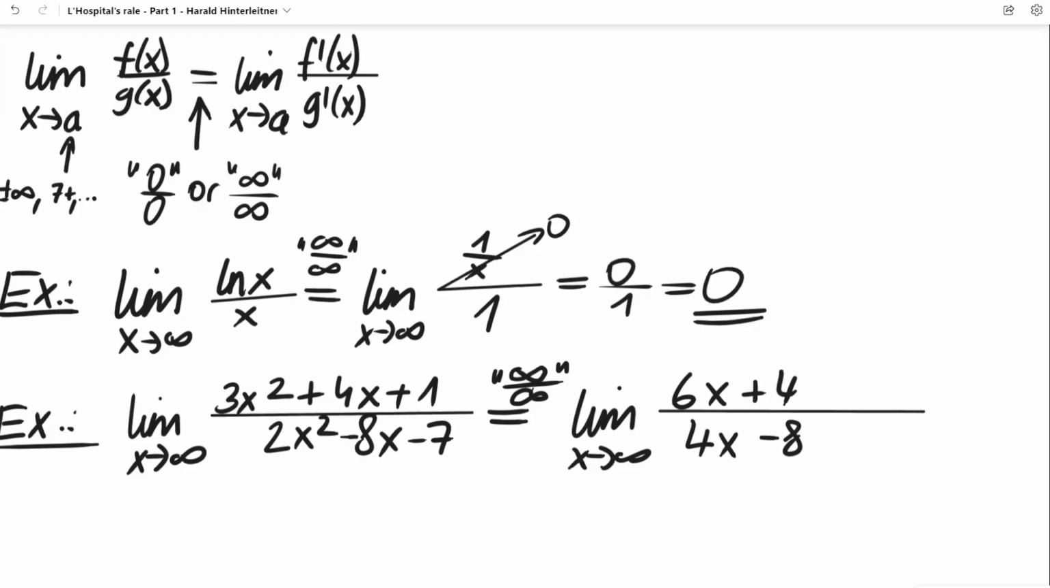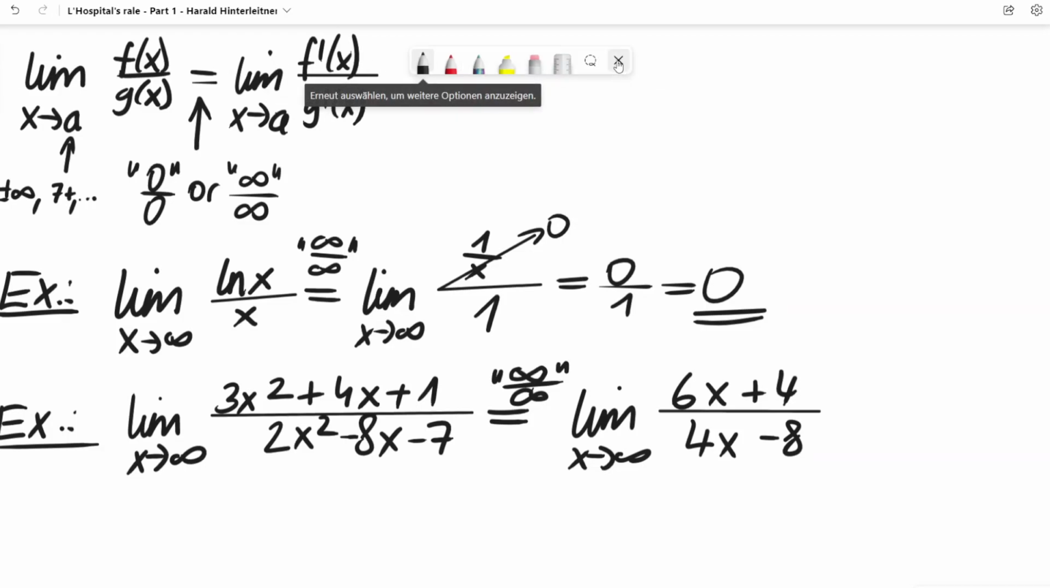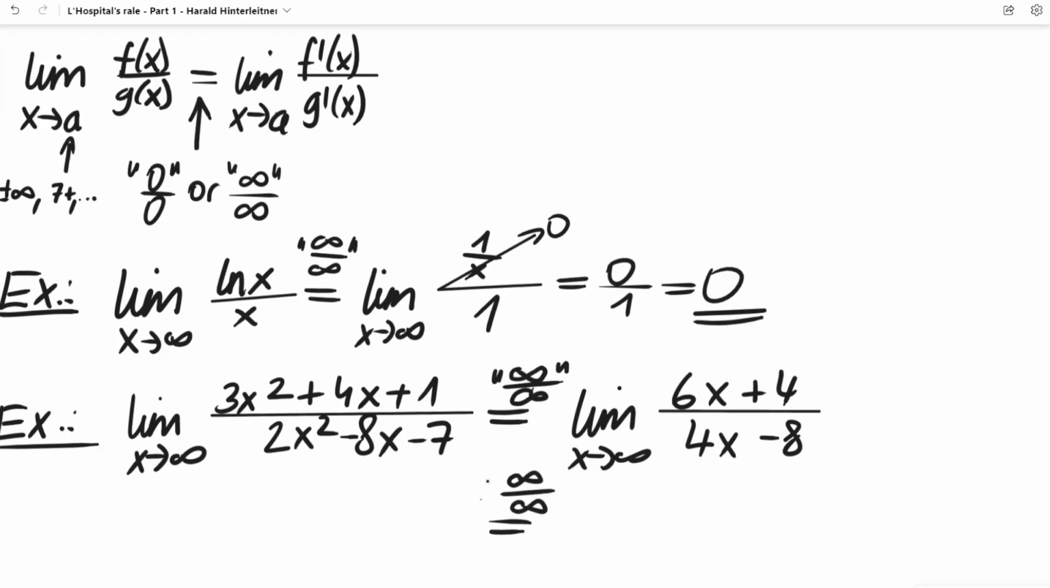I want to point out that this is not the quotient rule. We do the differentiation separately, independently in the numerator and in the denominator. Now we do it again. You plug in for x infinity, and you get in the numerator as above infinity, and in the denominator also infinity. And you see we can use L'Hopital's rule again, so we use the rule twice.